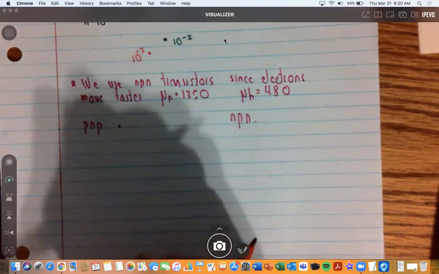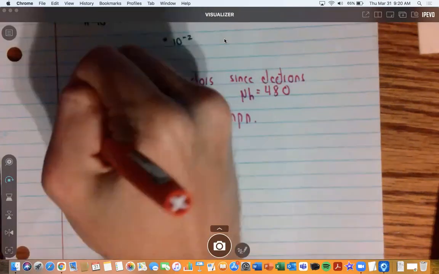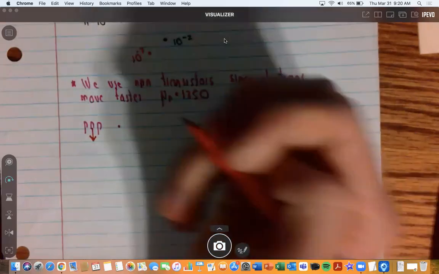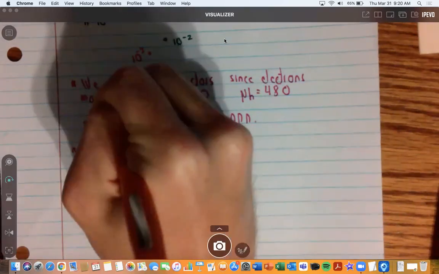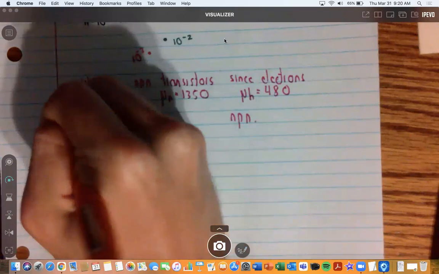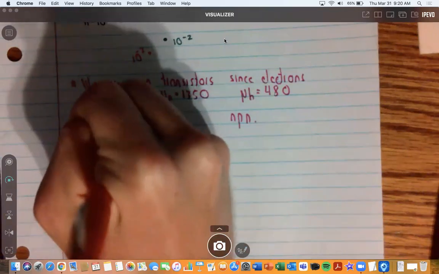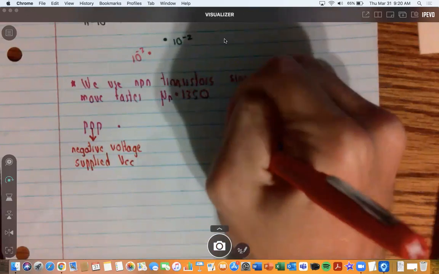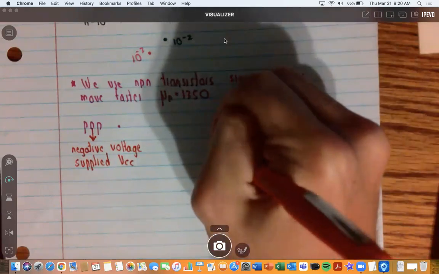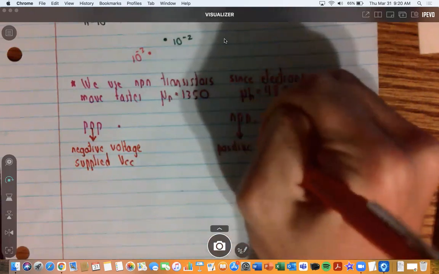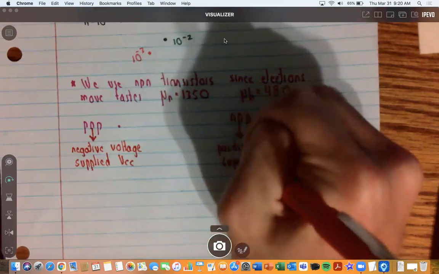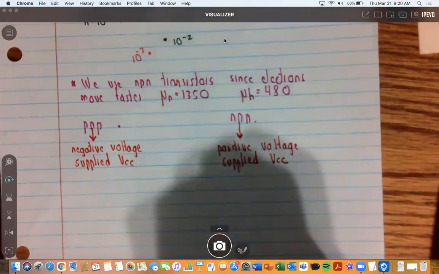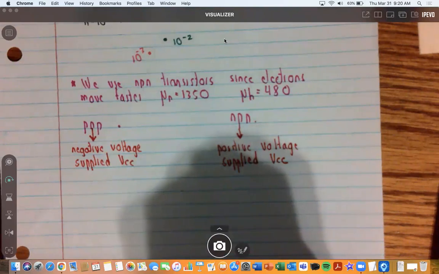But what's nice to know is I always like to think of the middle term. For the PNP, a negative voltage must be supplied for VCC, whereas the NPN needs a positive voltage. So I always think of that middle term: positive voltage supplied for VCC. That's just my little mechanism to know the correct configuration.